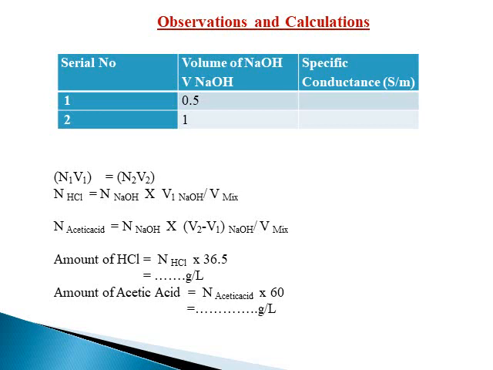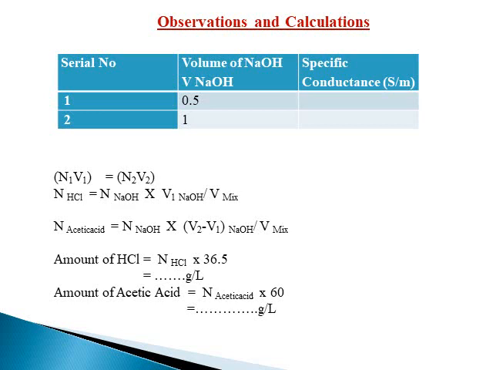Now normality of acetic acid is equal to normality of NaOH into V2 minus V1. This difference you have to calculate because acetic acid is a weak acid. It will dissociate over a range, and divided by V mix.